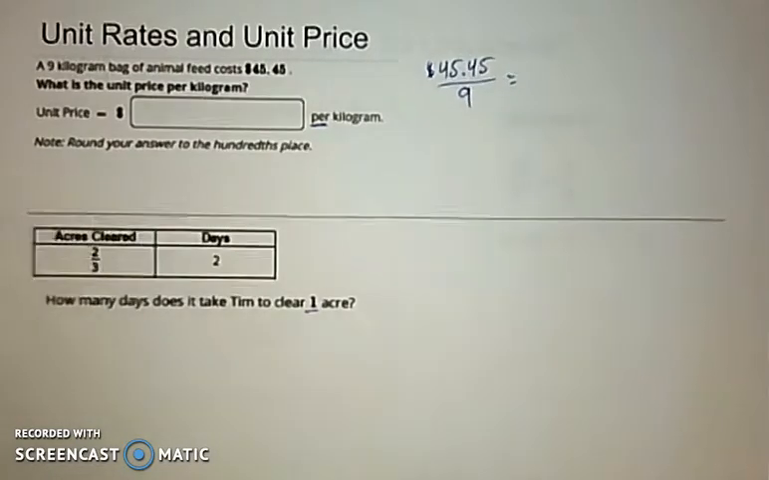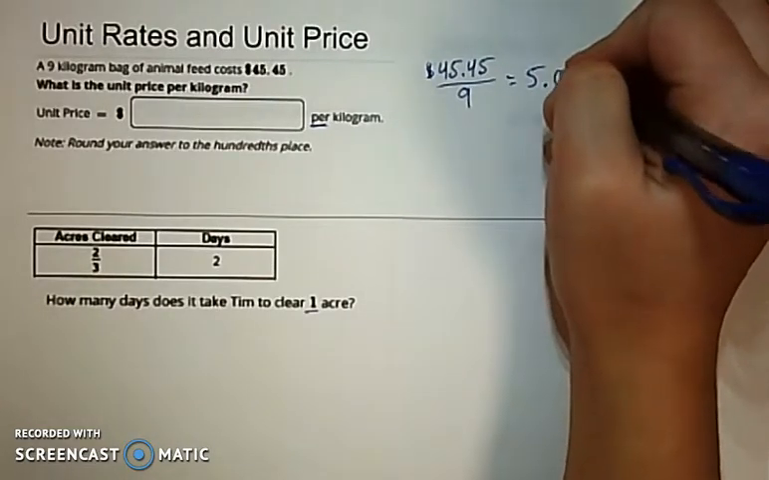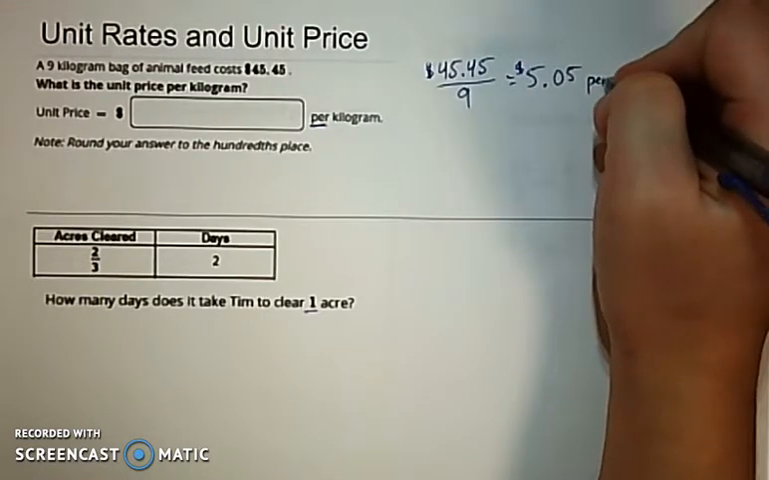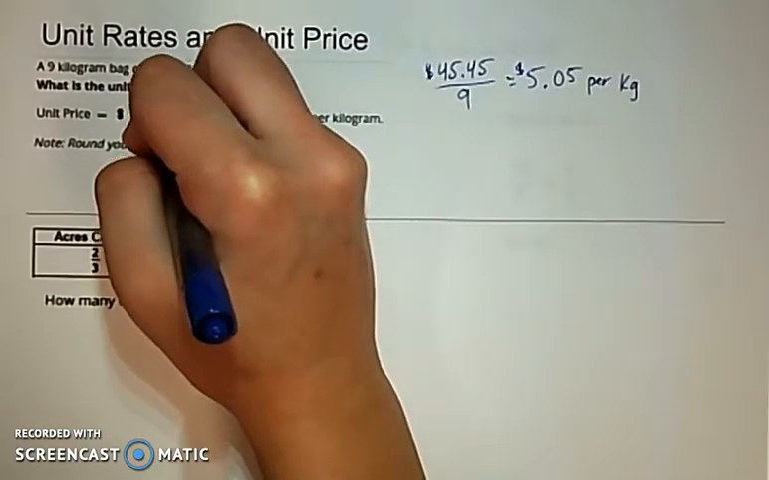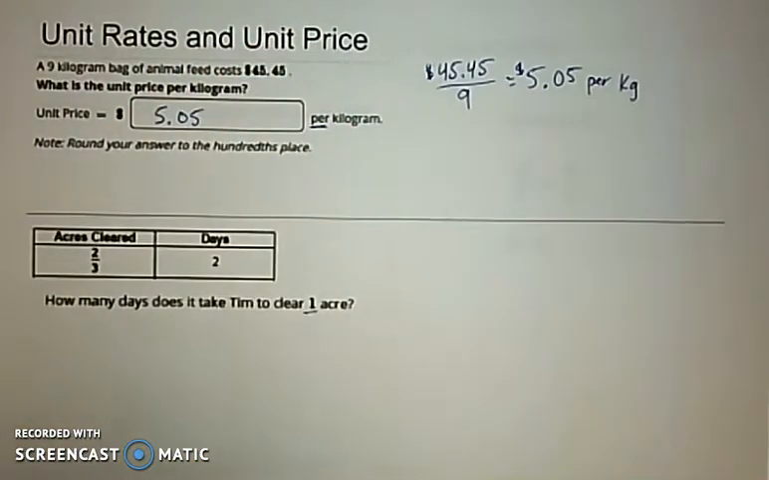Now, when we go ahead and do that, when we have $45.45 divided by 9, we end up with $5.05. Now that's per kilogram. So that would be our answer. So that means that every kilogram of animal food that they buy, they're spending $5.05 on it.